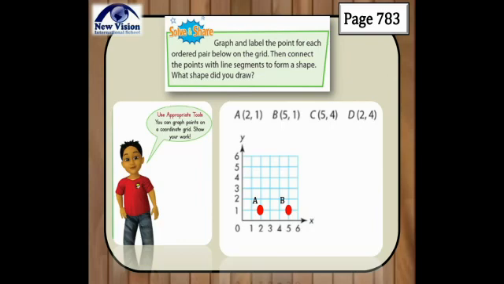Next, point C is (5, 4). So here is point C. And last, we have point D, (2, 4). So 2 units to the right of 0 and then 4 units up. So here is our point D. And then we're going to connect the lines to form a shape. So let's see what shape we are going to form. Connecting the points, we formed a square. Very good.